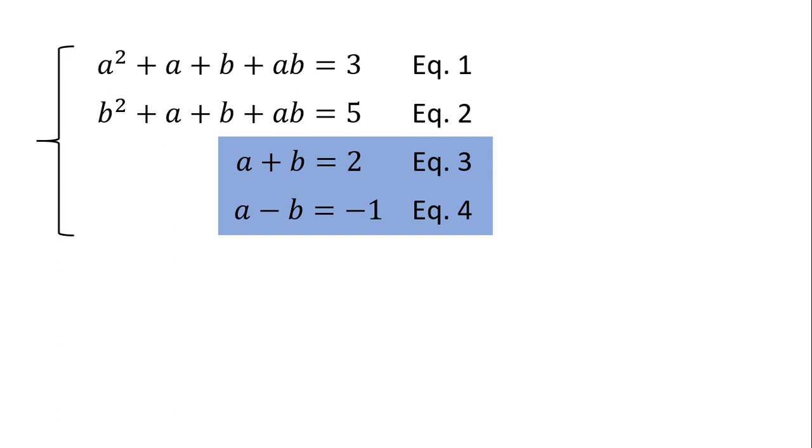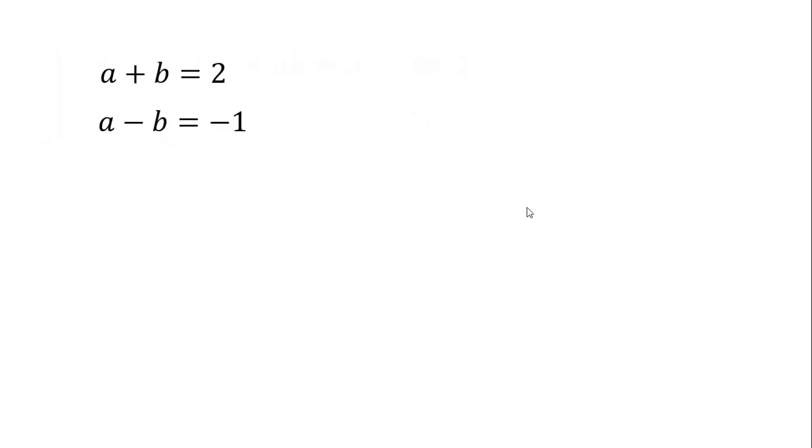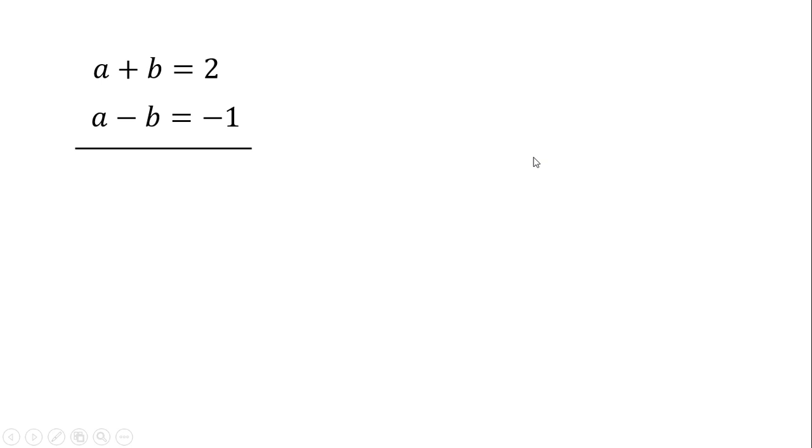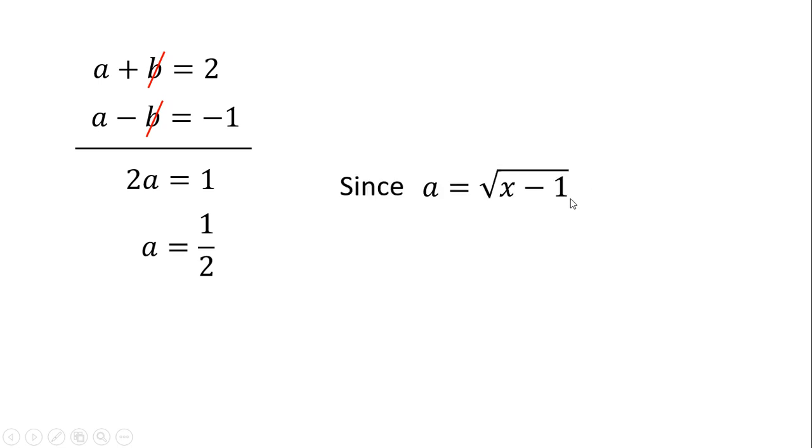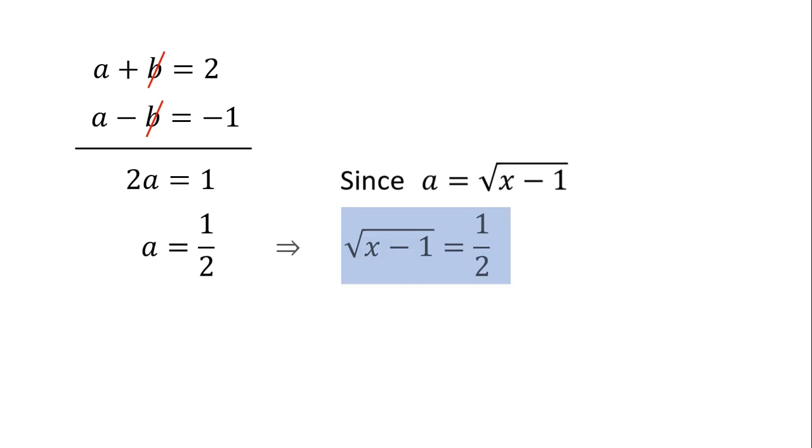The only equations that we can actually use here are equations 3 and 4. So let's set aside equations 1 and 2. Now let's add these two equations. If we do this, we get 2a equals 1. Dividing both sides by 2, we get a equals 1 half. Now recall that a is equal to the square root of x minus 1. So it is the case that the square root of x minus 1 is equal to 1 half.